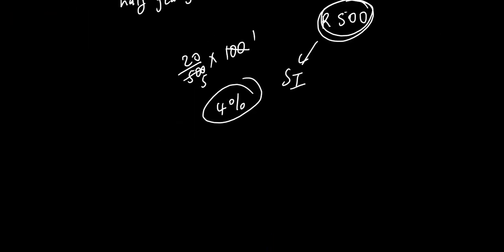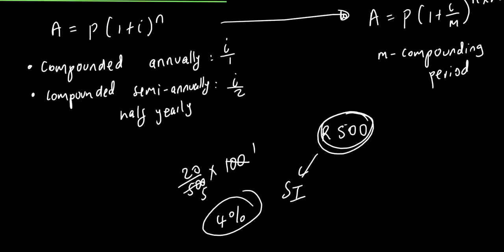Now it's going to want us to go through this manually. Understand that with simple interest you're getting 20 rands each year. It doesn't change. But if you are doing compound interest for the same interest rate, 4%, the first year you are also going to get 20 rand. For the first year, your interest is 20 rands, so they will give you 500 plus 20, which is 520.